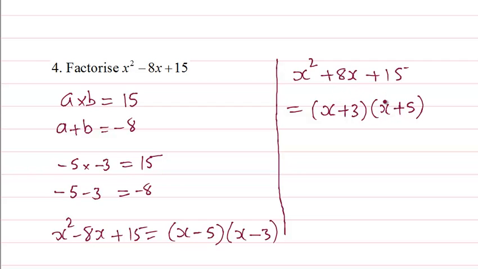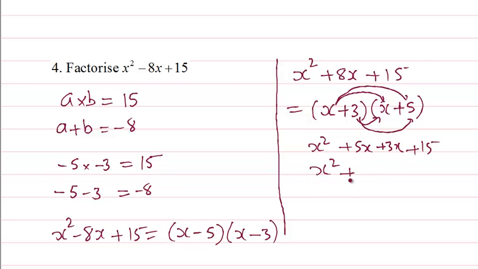This would give you x squared, this is going to give you 5x, this would give you 3x, and this is going to give you 15. So if we simplify, we get x squared plus 8x plus 15.